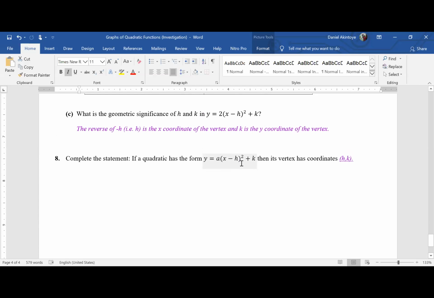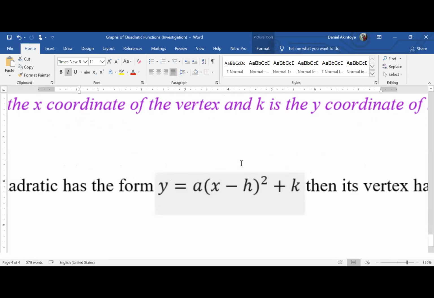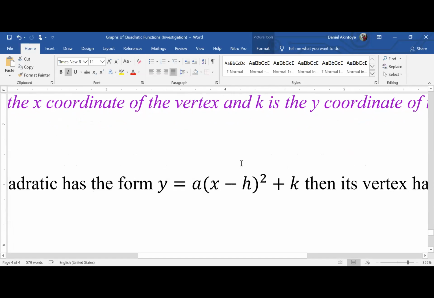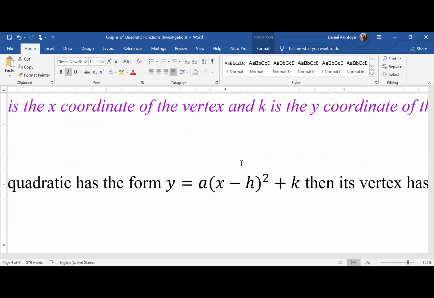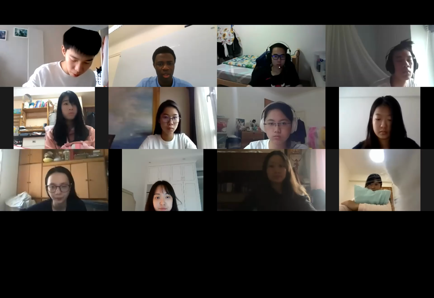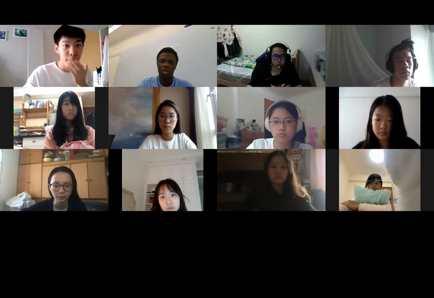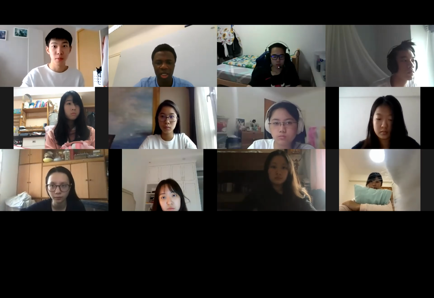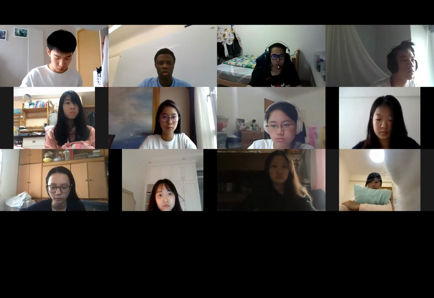If this is a quadratic function of that form, then the vertex will be, you just pick H and you pick K. H is the only one that will be reversed. This is not reversed. It's exactly what you see, either plus K or minus K. So let's take note of that. Does this make sense, everyone? Okay, so if you have missed something out, please take note of that.